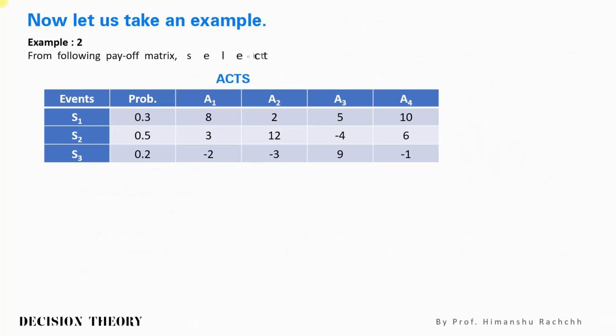Let us discuss one example. From following payoff matrix, select the best act by using EMV method. We are given 4 acts A1, A2, A3, A4. There are three situations S1, S2, S3. The probability of arising first situation is 0.3. The probability of arising second situation is 0.5 and the probability of arising third situation is 0.2.